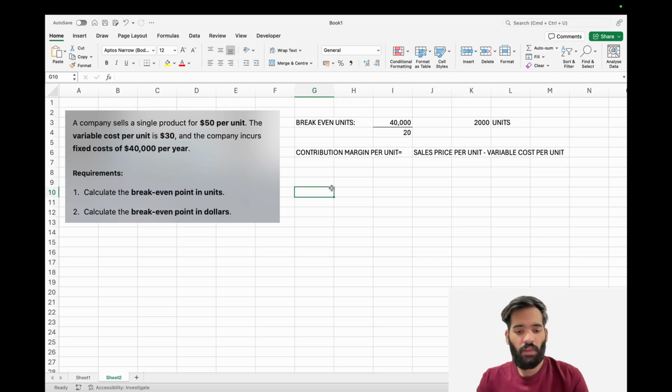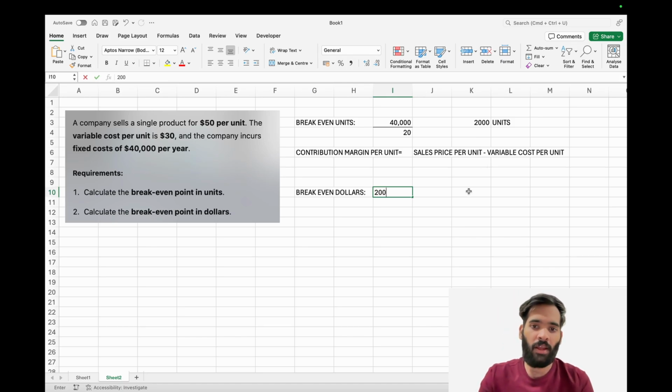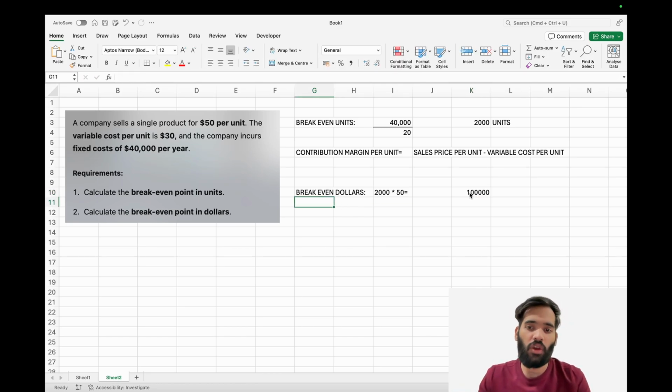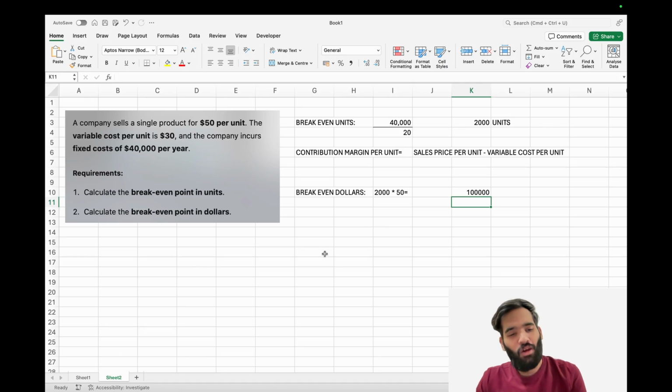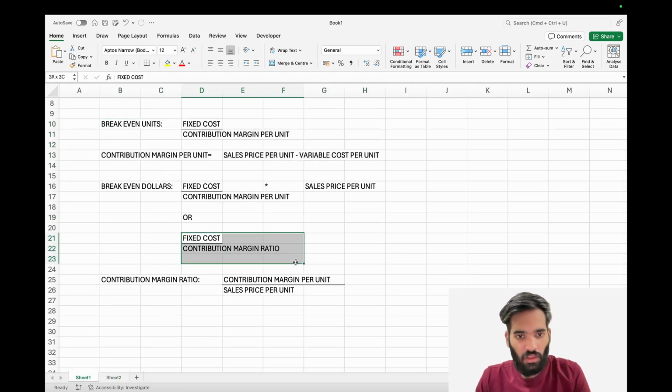And then let's do break even in dollars. I hope you remember the trick I told you. If you know the units, you can just multiply the units by the sales price per unit, which is 50. It always comes in handy to know all of these quick ways to solve things. However, I also want to show you the separate way to do this as well with its own formula, which is this one.